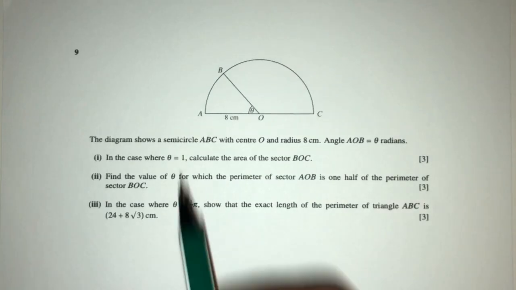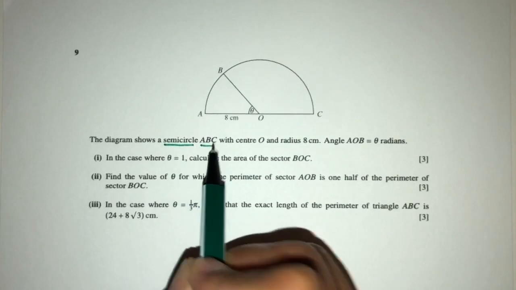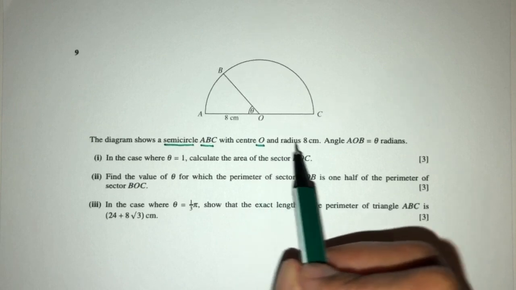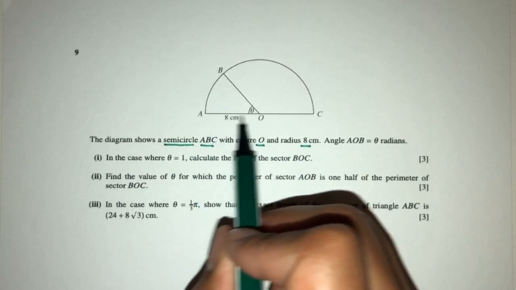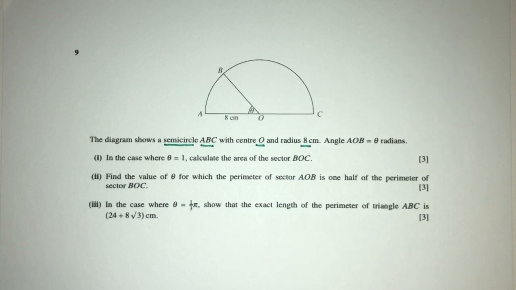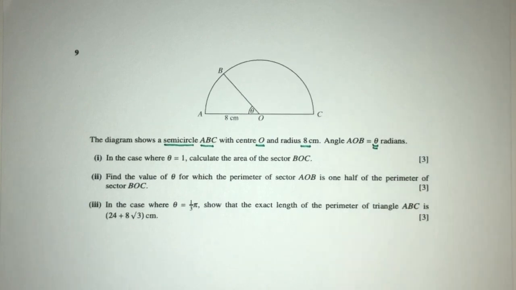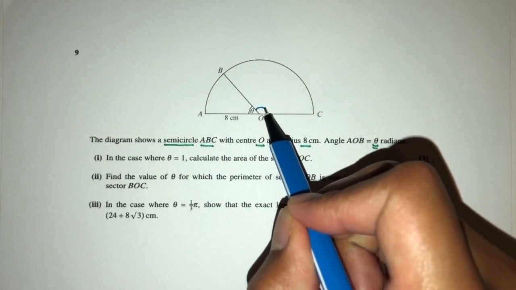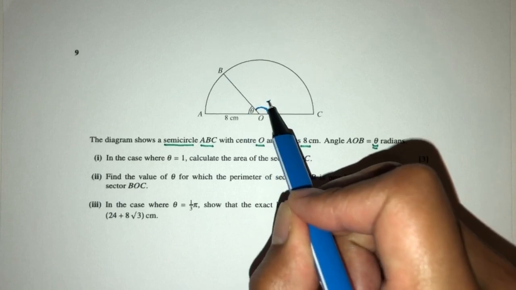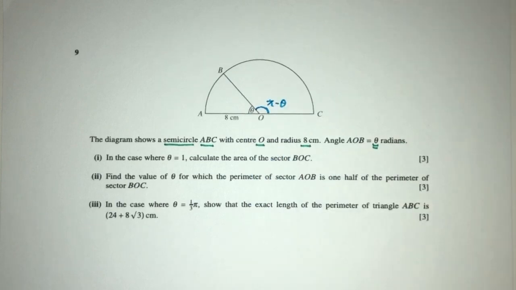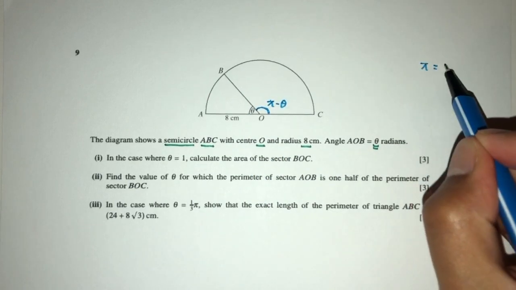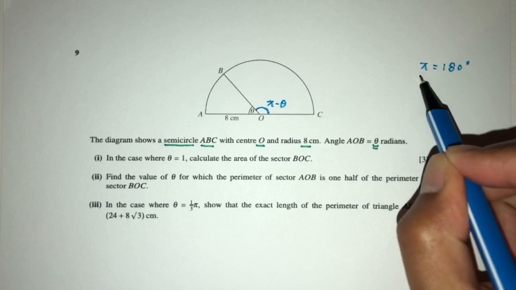The diagram shows a semicircle ABC with center O and radius 8. This is the radius 8 and the center is O right here. Now, the angle AOB is theta radians, not pi. Okay, that's the given information that we have. Now, what can we derive? If this is pi, we understand if this is theta, this has to be pi minus theta. Now, pi is simply 180 degrees, right?